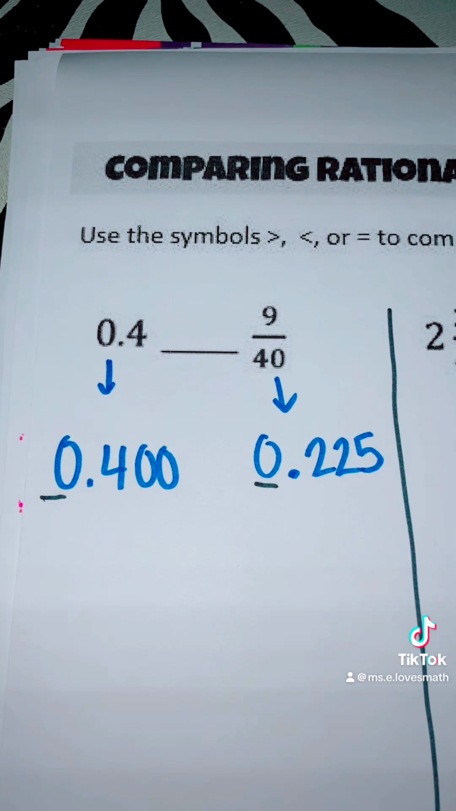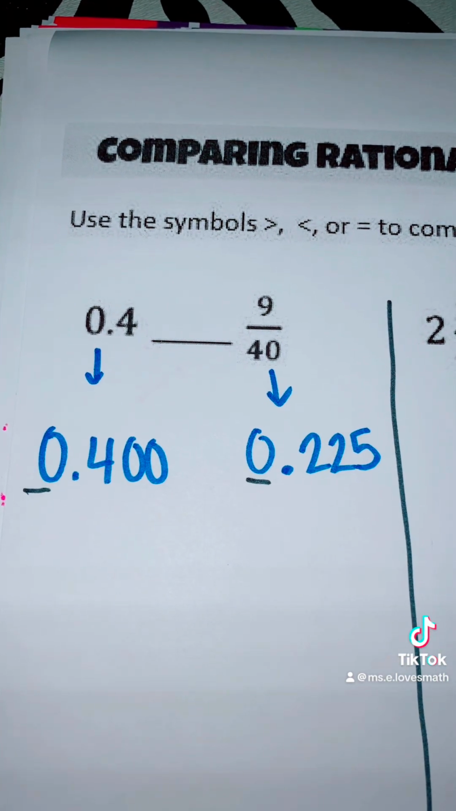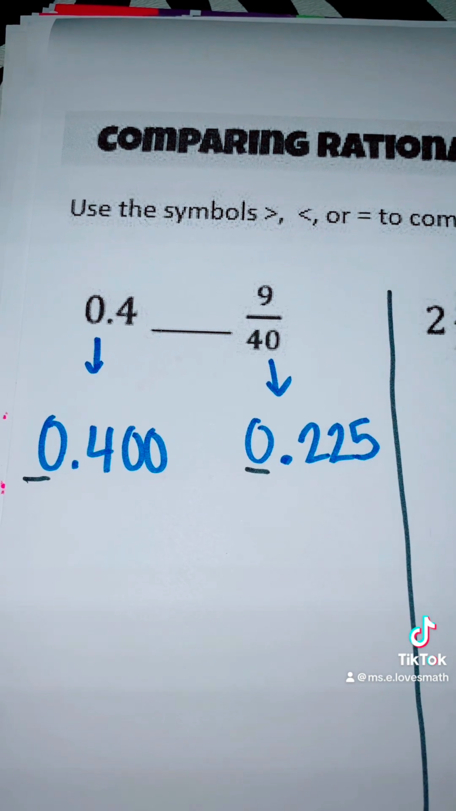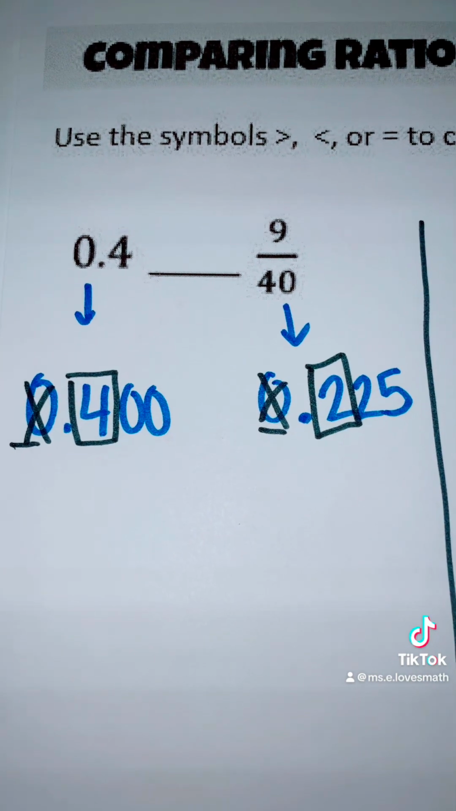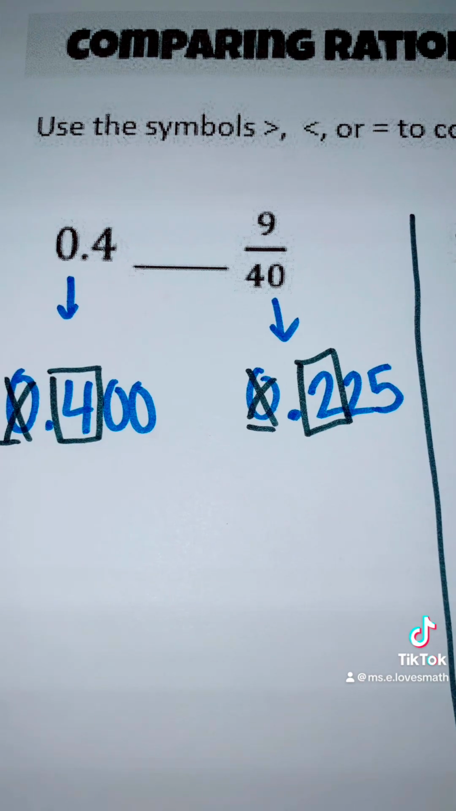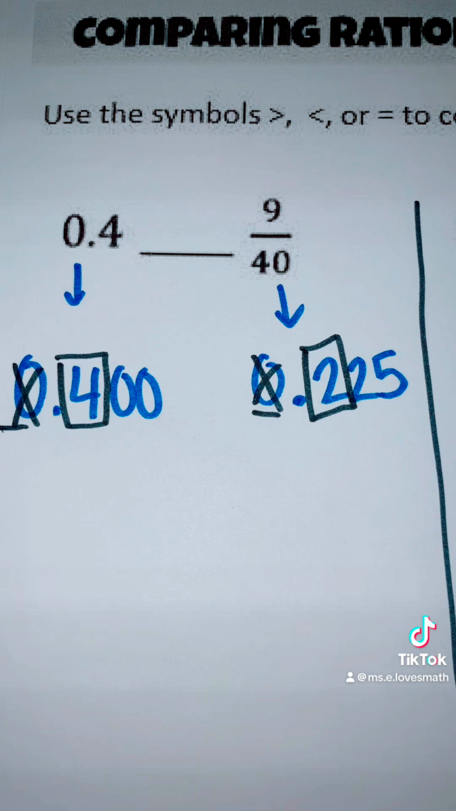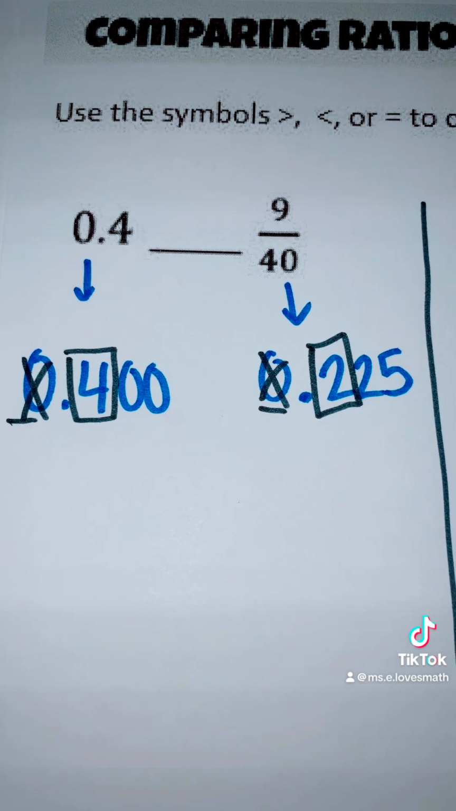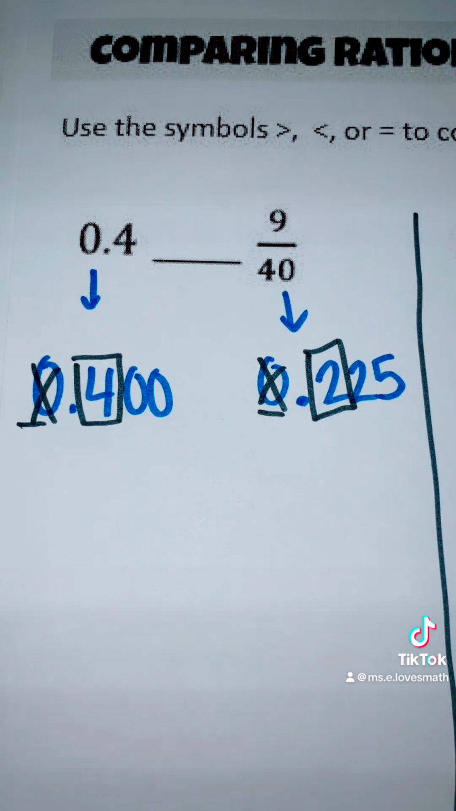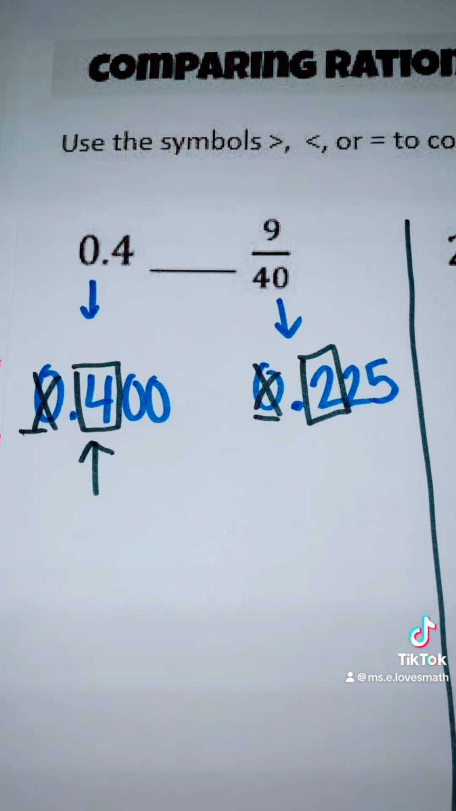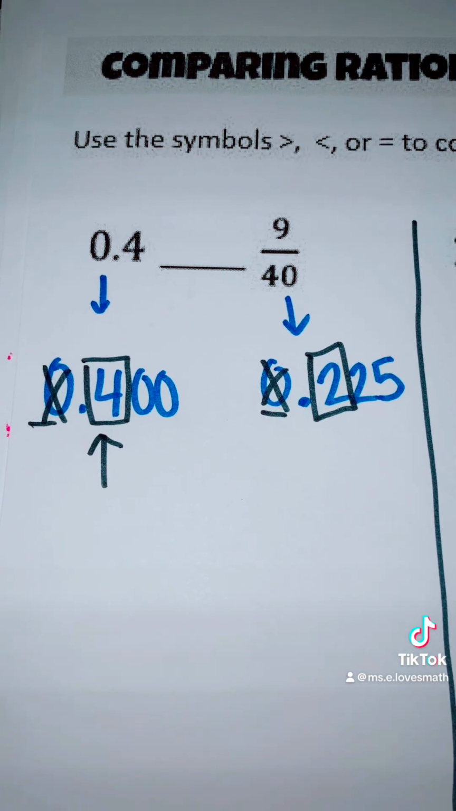Starting with the whole numbers, they are both zeros, so we cannot use them for comparison. But we can use the tenths place. We have a 4 and a 2. Those are different digits, so we can use that to compare. Again, I like to look for the number that is bigger. 4 is a larger number.